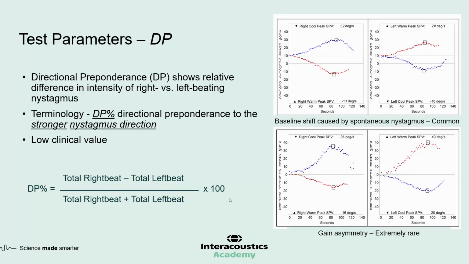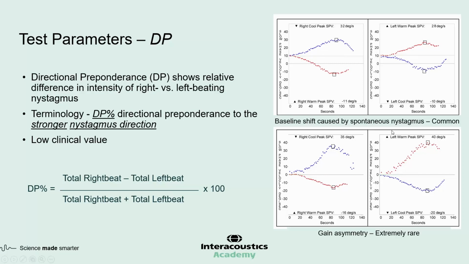Directional preponderance, as it was originally described, is the relative difference between right beating and left beating nystagmus. So you take the total of the irrigations that are supposed to generate right beating nystagmus, you subtract the total value of the irrigations that are supposed to generate left beating nystagmus, and then you normalize it by dividing by the total response. What happens is that directional preponderance can be caused by two different factors.